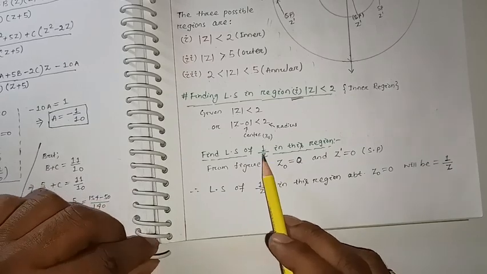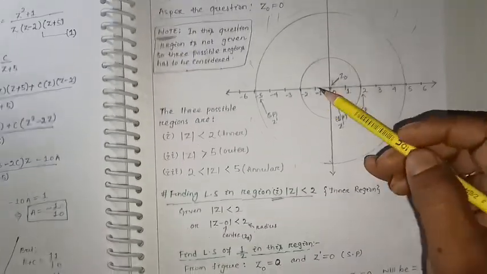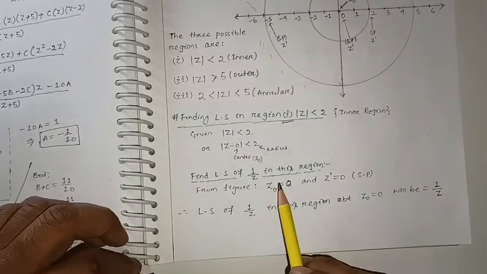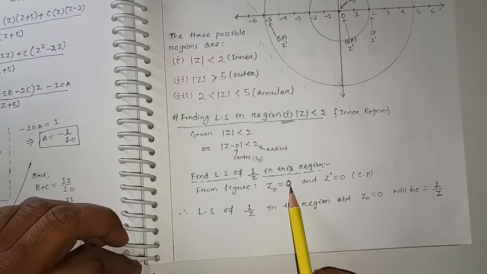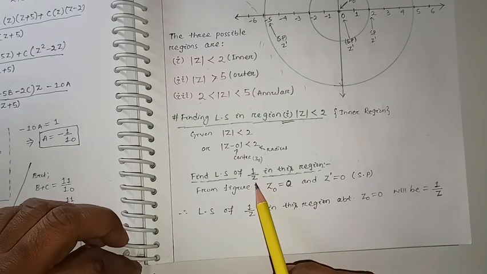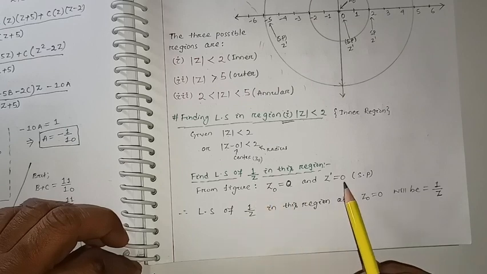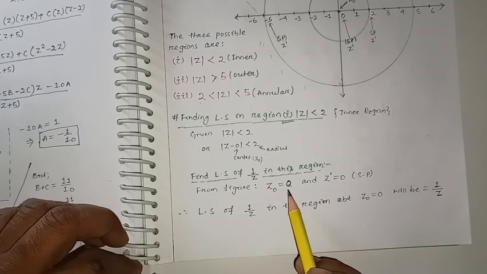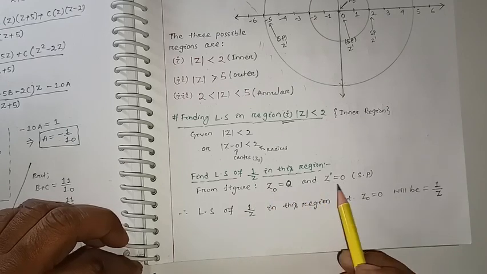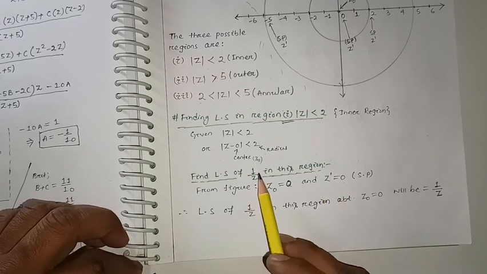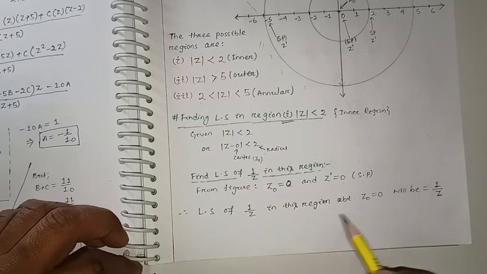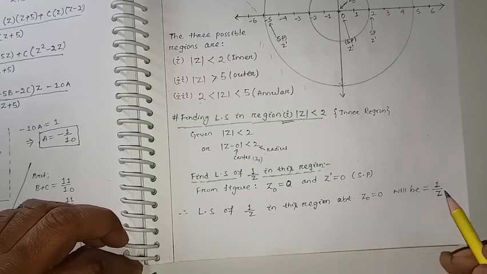Finding the Laurent series of 1 by z in this inner region. Okay, so for this inner region, z0 equal to 0, and z dash for this function, z dash means singular point, is 0. So we know that if z0 and z dash coincide with each other, the Laurent series of the given function 1 by z is itself. That means the Laurent series of 1 by z will be 1 by z.